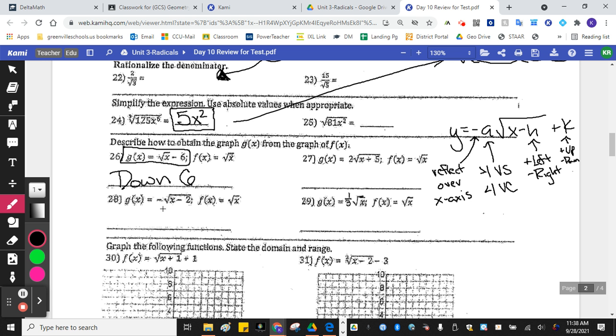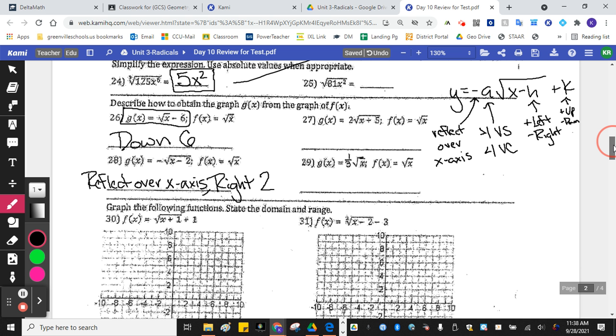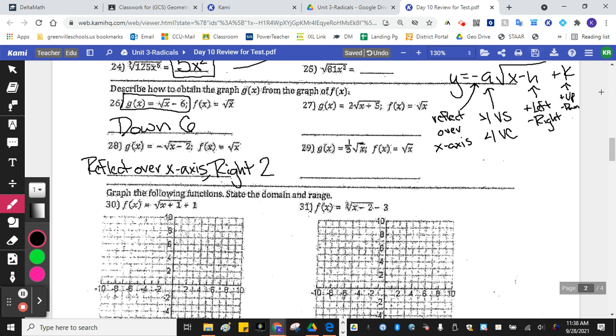All right, 28, you have a negative in front of the radical. A negative in front of the radical reflects over what? And then we have -2 on the inside of my radical. Left or right? Right 2. You had to plug in a +2 to this equation, so that's why it's right 2. So you really need this equation if you don't have that already.